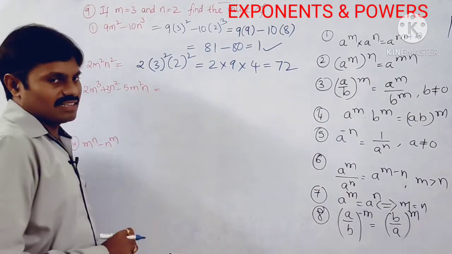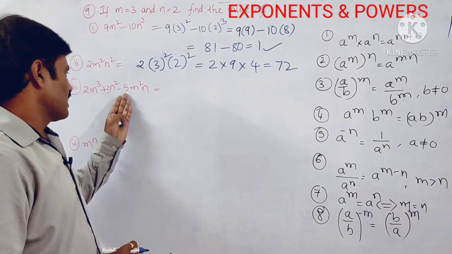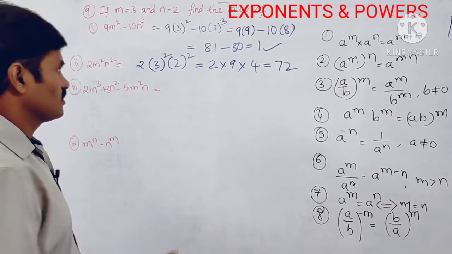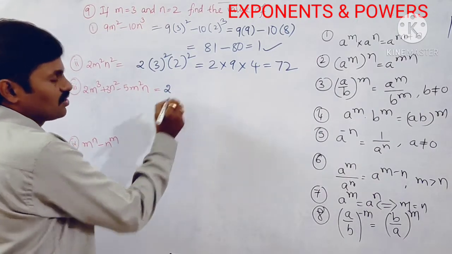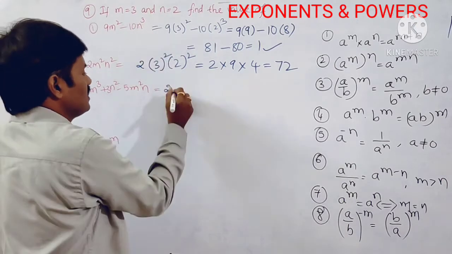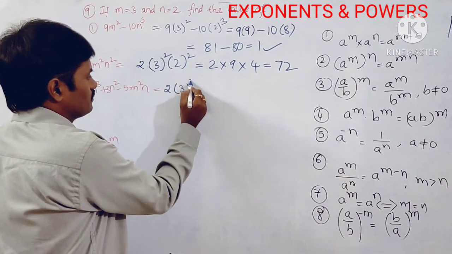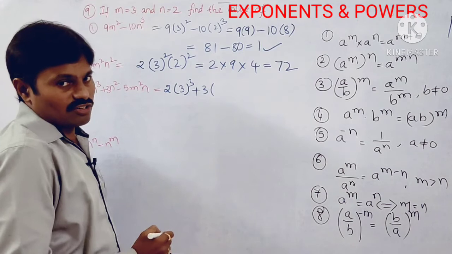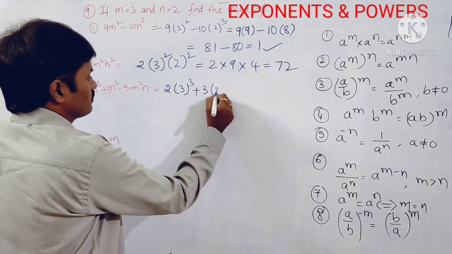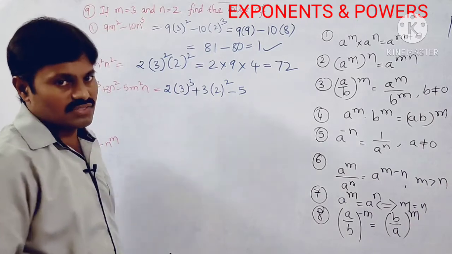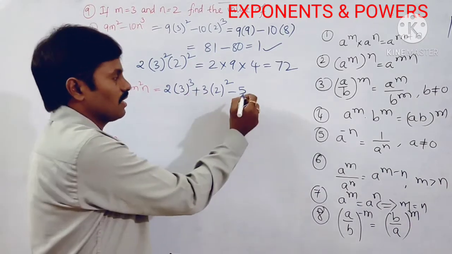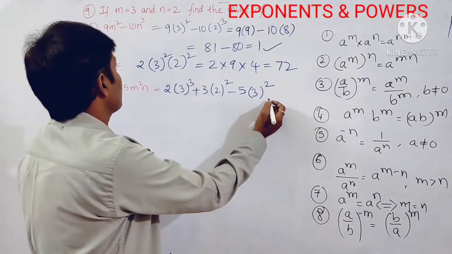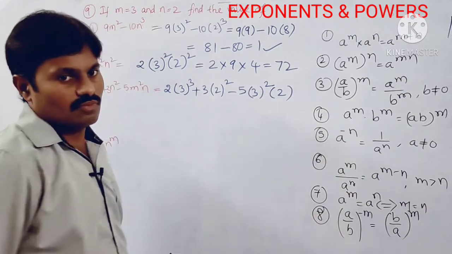Now come to the next one, that is 2m cube plus 3n square minus 5m square n. Very simple, just write and simplify. So here also we have to follow the BODMAS rule. We will see now how to use it. 2 into m cube, m value is 3, so 3 cube, plus 3n square, where n is equal to 2, so n square means 2 square, minus 5 m square, m value is 3 square, into n value, n itself, n value is how much? 2. Okay, clear beta?